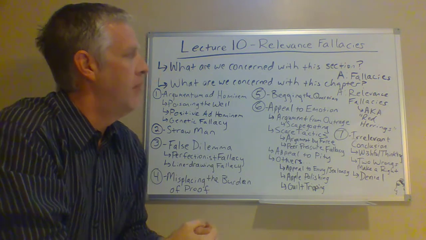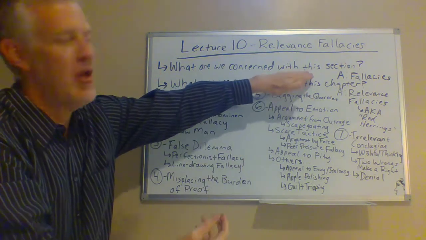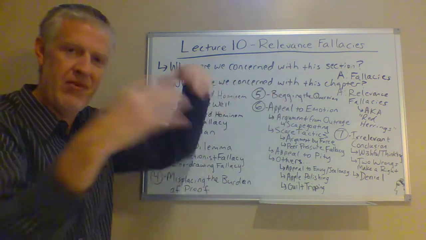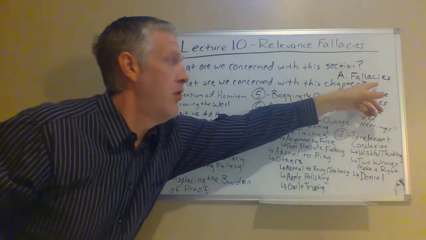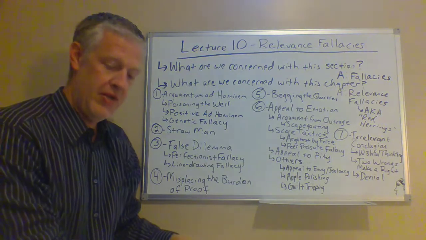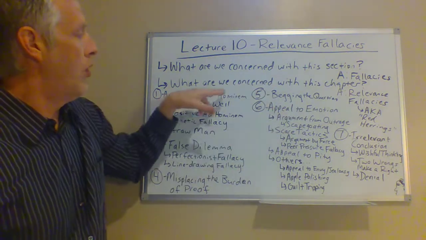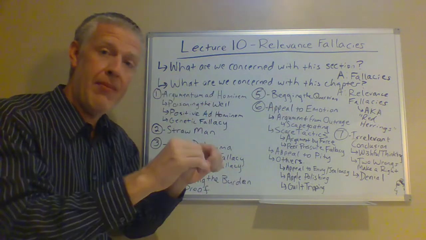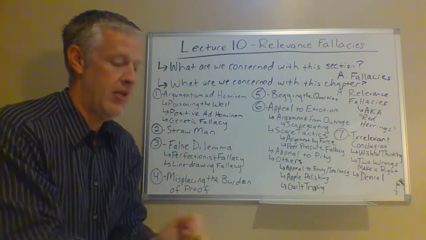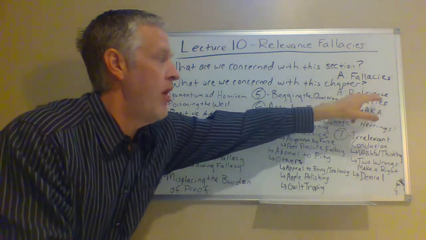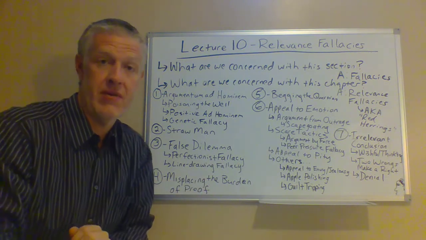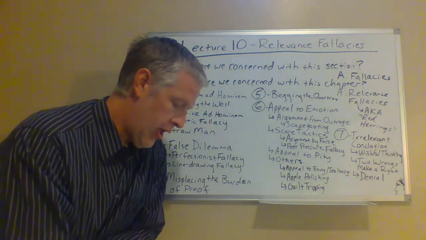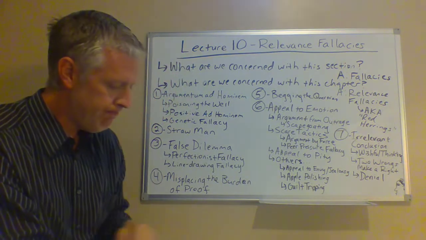But again, this question I thought would be good to start us off with: what are we concerned with in this section? Already mentioned in general fallacies, right? And that's going to be addressed in slide 2, and then slide 3. What are we particularly concerned with in this chapter, or this lecture, you might say? And again, the answer is going to be relevance fallacies, and we will flesh that out in more detail in slide 3.